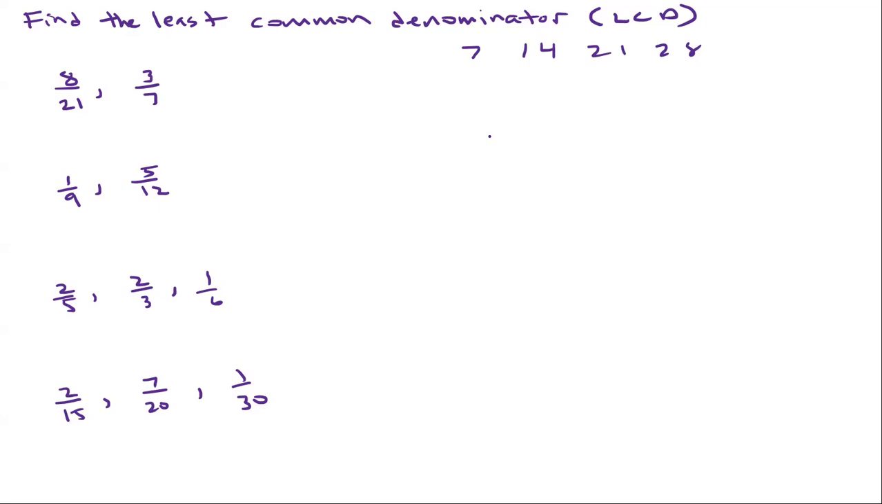And then the multiples of 21 would be what? 21, 42, 63. Okay. So as you can see, the lowest number that they both have in common has to be 21. Okay. So that has to be the LCD for both. It cannot be 7 because the lowest number we have for 21 is not 7. So in this case, the LCD has to be 21.